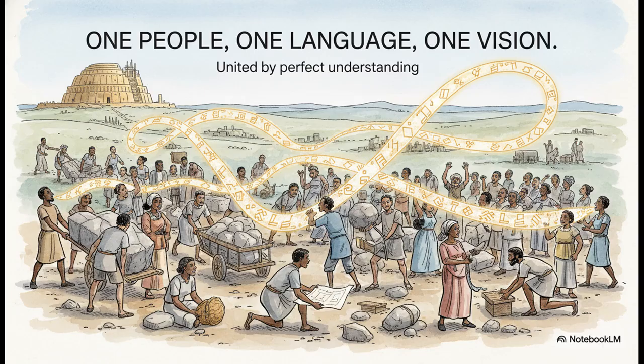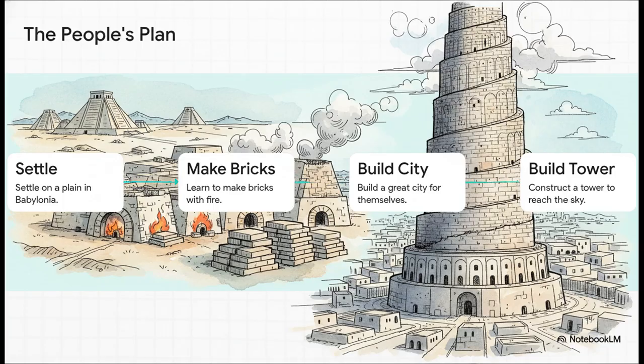A world where everyone spoke the exact same language. No translators needed, no miscommunications. Everyone understood everyone perfectly. That kind of total unity, well, it set the stage for something huge, something that had never been done before. And they had a plan, a kind of 4-step blueprint for making a name for themselves.